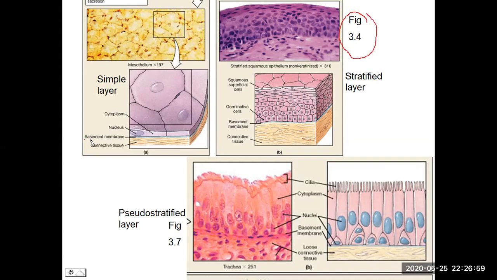So simple layering, we want to find the basement membrane, and we just have one cell stacked superficial to that. The cells are attached laterally, that's the trait of cellularity, but there's no stacking. Simple layer, simple epithelium. Stratified epithelium, again, we can see the basement membrane. The deepest layer is attached to the basement membrane, and now all the subsequent layers are simply stratified, layered on top of that towards the surface.